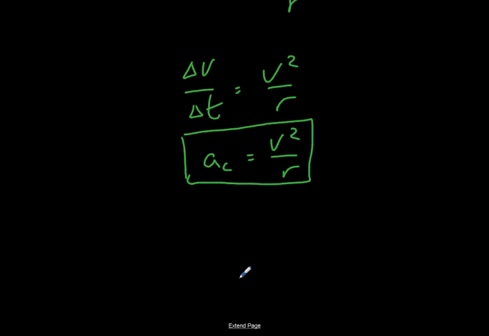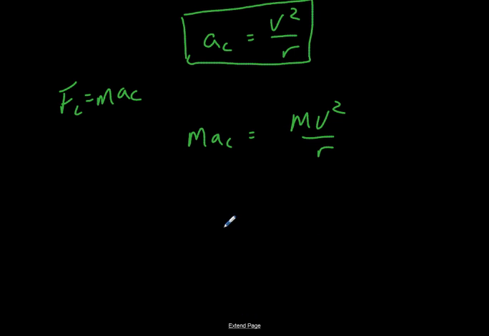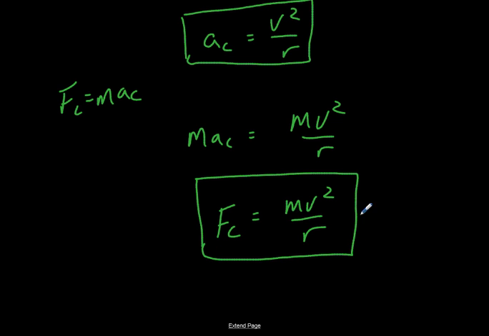Now we want to know, how do we get the centripetal force? Well, F equals MAC. So we're just going to multiply both sides by the mass. MAC equals mv squared over r. This is a force. We call that FC equals mv squared over r. And there we go. We've got a brand new centripetal force formula. Just in time.